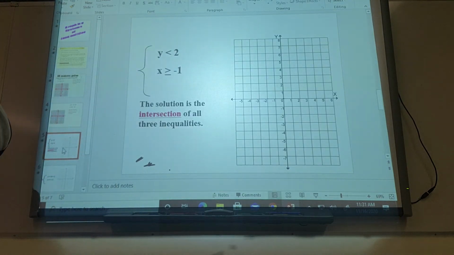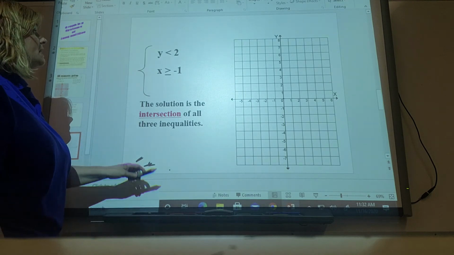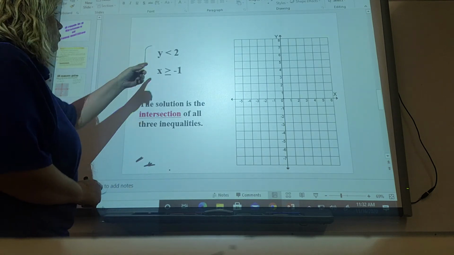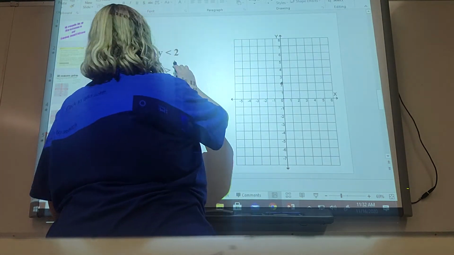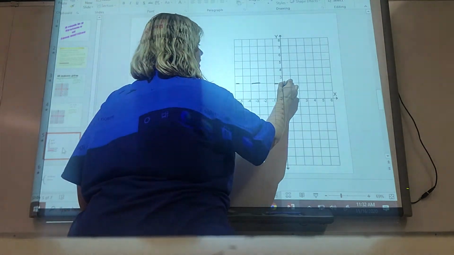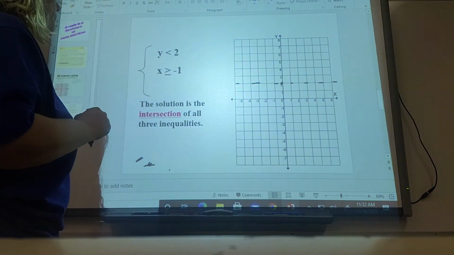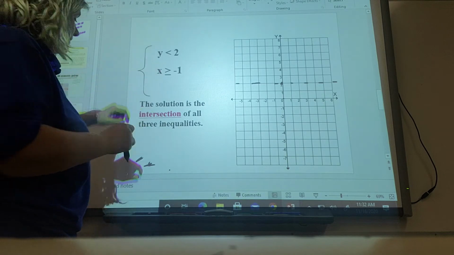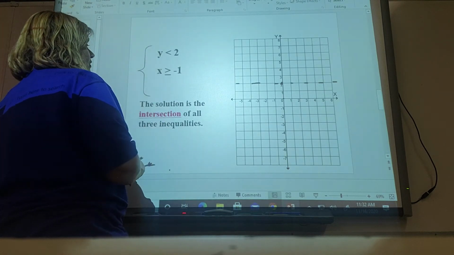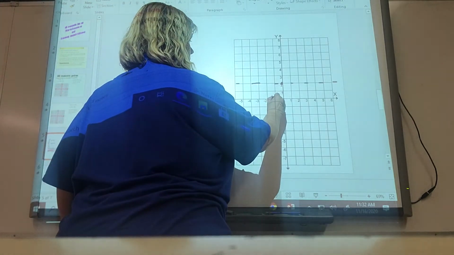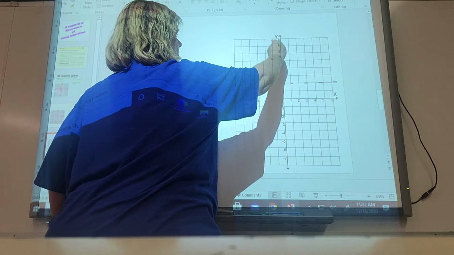Another one, okay, this one's a little different because in each of these we only have one variable. So for y is less than 2, we go to 2 on y, and we're going to draw a dashed line, because it doesn't have the equal sign. Let's go to the next one. It's x equals -1, so we go to x, -1, and it's going to be up and down with a full line.